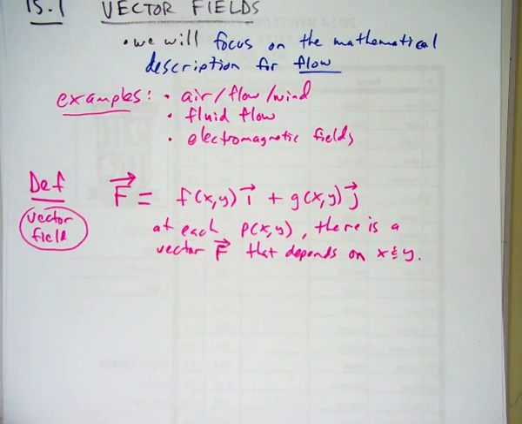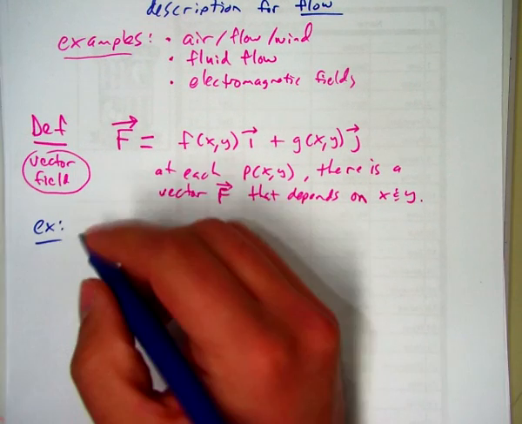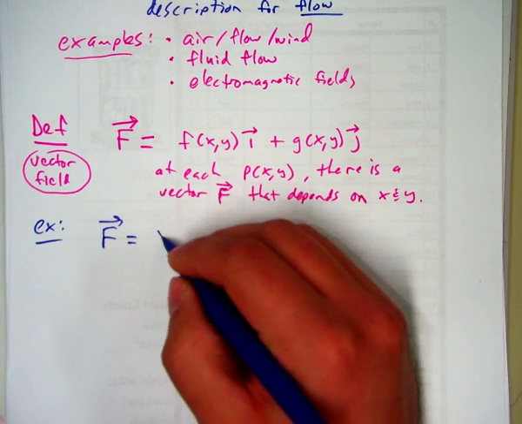So we'll sketch some pretty basic ones. Let's say we have the vector field F equals x i.